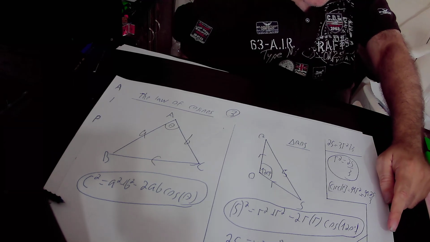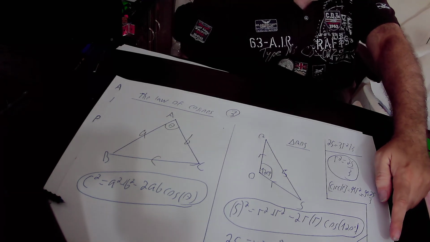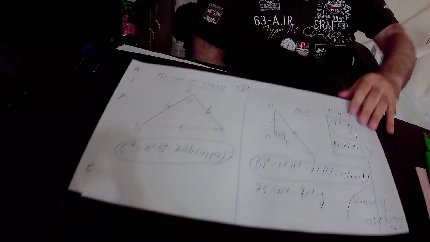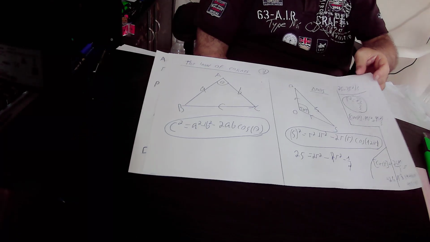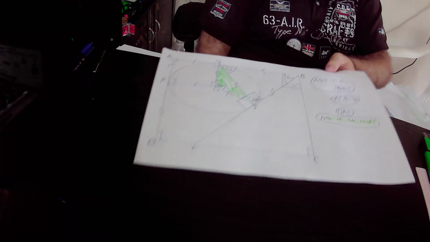25 pi over 3 square units, so in terms of numbers it is equal to 26.18 square units. We finished with the first question, then I presented to you the second question, and we solved the second question in 3 different methods.